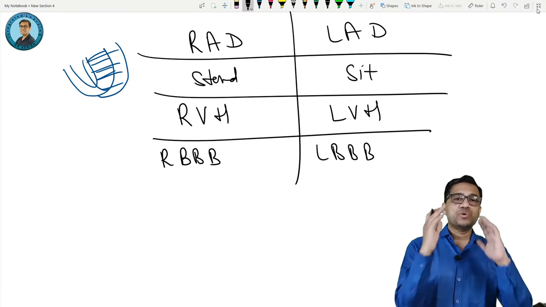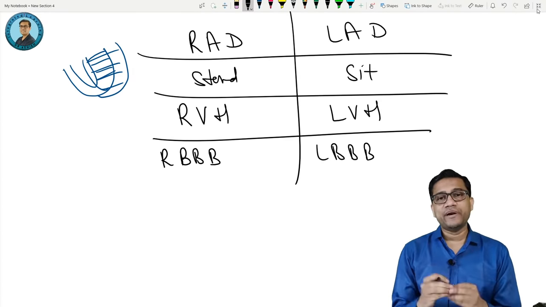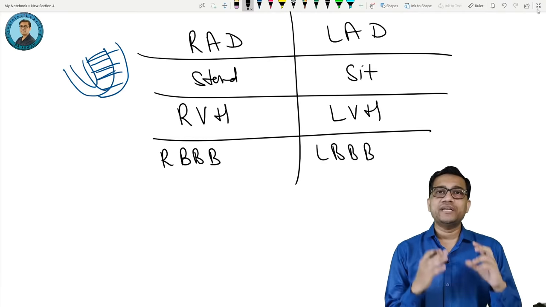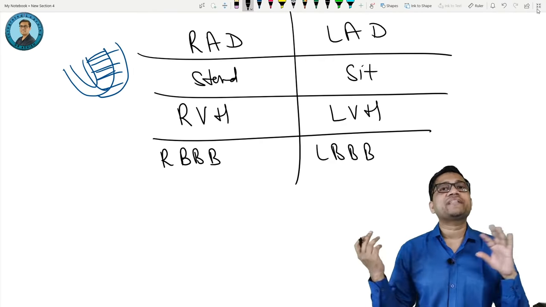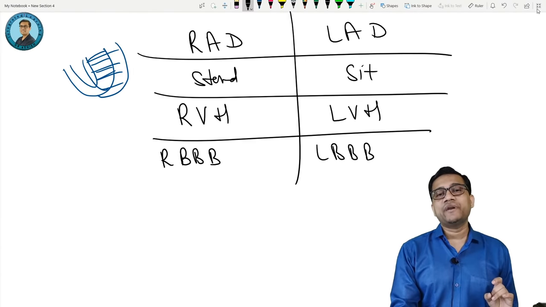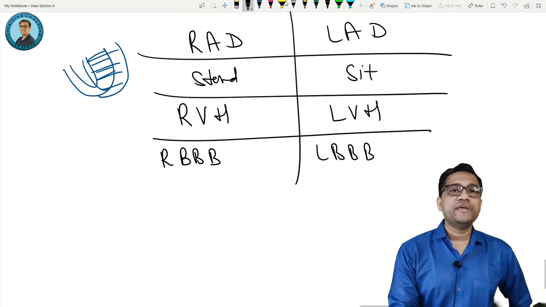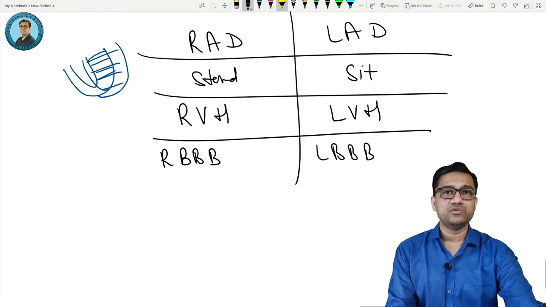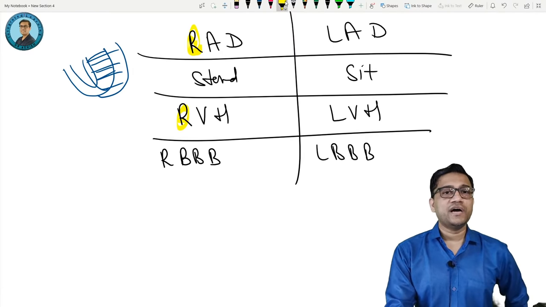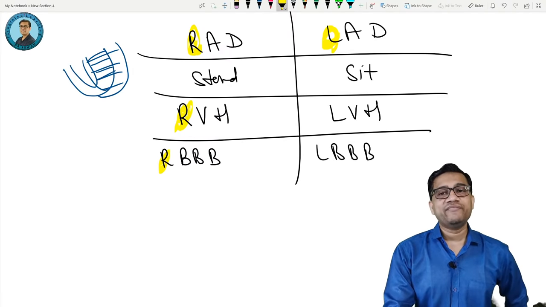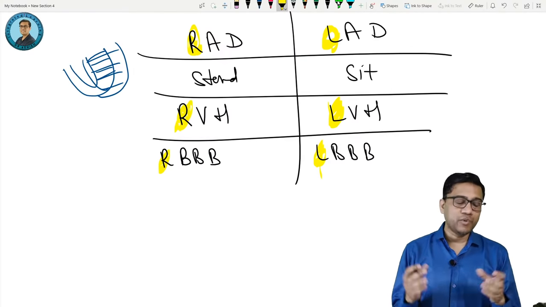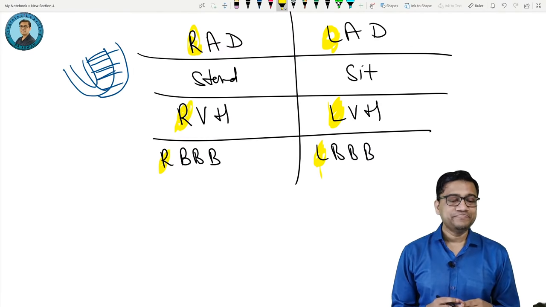RBBB, LBBB. Easy. Right bundle branch block and left bundle branch block. Remember, whatever branch is blocked will conduct later, and once it conducts later, it will drag the current to its side. So remember, right bundle branch block, right axis. See how many R's, too many R's. How to remember? Ra ra ra, that is the name of our program. Or this is la la la. So left axis deviation, LVH, and left bundle branch block. Are you clear now? Okay, fine.